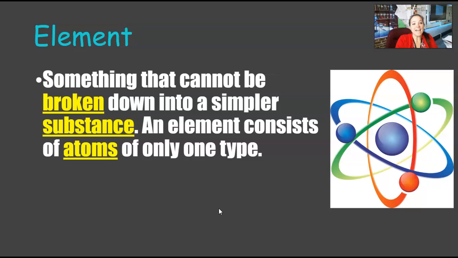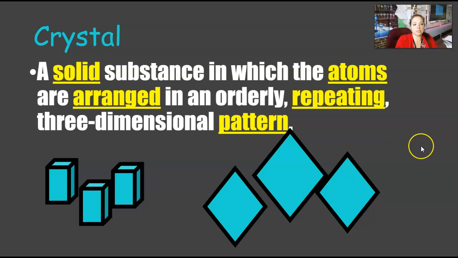All right, elements. So elements are something that cannot be broken down into a simpler substance. So I can't break it into anything else. That is it. That is like the end point. An element consists of atoms of only one type. Crystal. It's a solid substance in which the atoms are arranged in an orderly, repeating, three-dimensional pattern. So looking at these, they're orderly, they're repeating, they're three-dimensional. That's how you know it's a crystal.